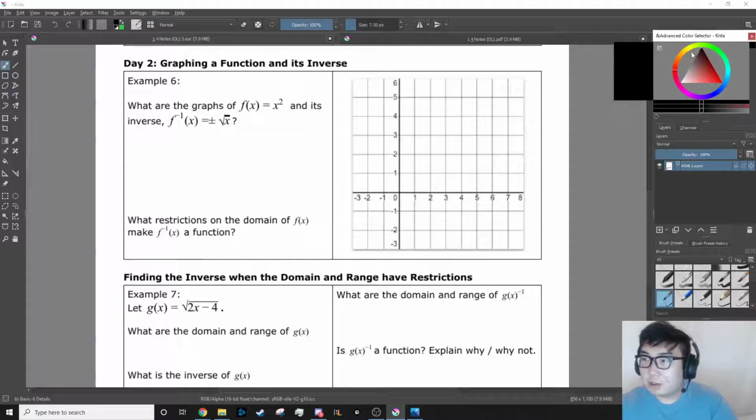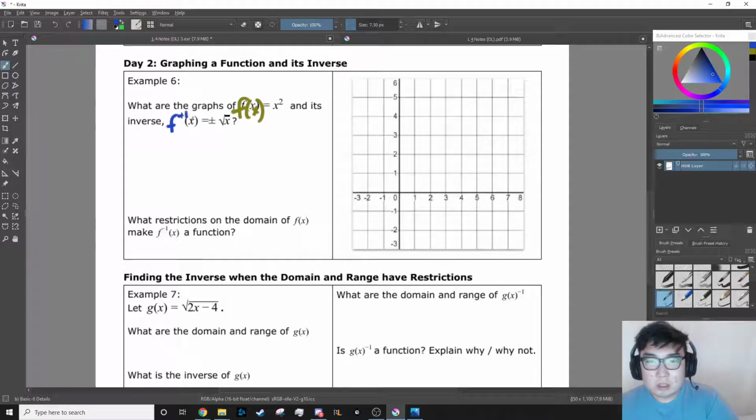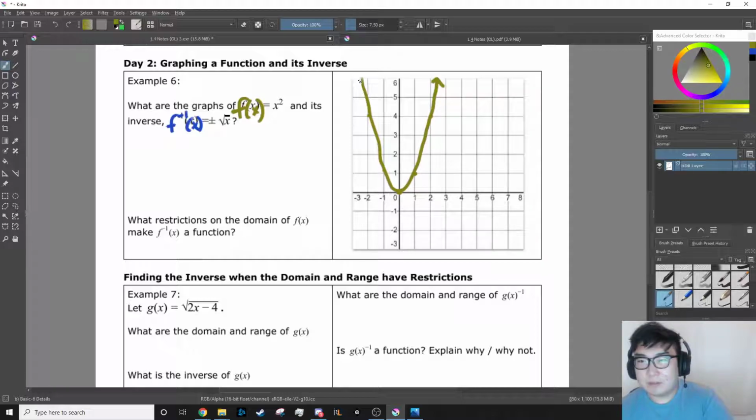So far in our classes, we've been using mustard yellow for the original, and we've been using this bluish color for the inverse. That's not the same blue, but you understand what I mean. So I'm going to use this mustard again for x squared, which looks like so. This is my general x squared graph.